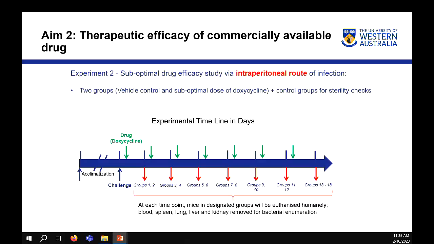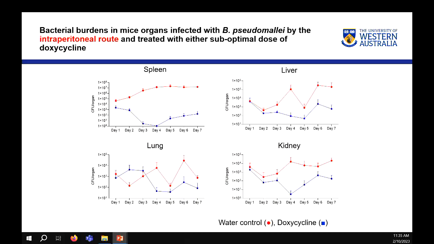And so in order to develop this model, we thought we'd do a suboptimal drug efficacy, because you don't want it to be optimal, because it'll be the doxycycline that treats. What you want to do is show that the doxycycline is highly effective with the drug that you're testing. And so what we did here was, again, we had the acclimatization period, we challenged the animals, and then every day we treated with doxycycline. And each day we took a group and we had a look at bacterial numbers.